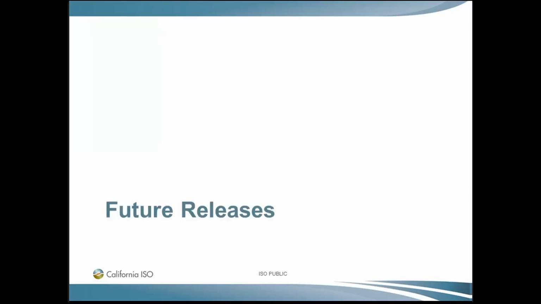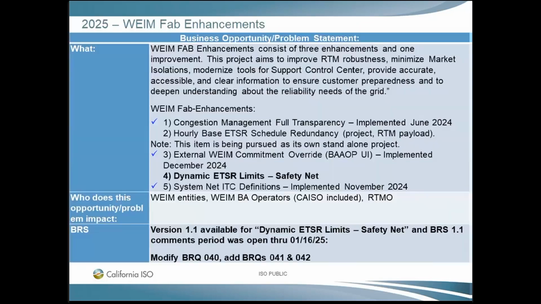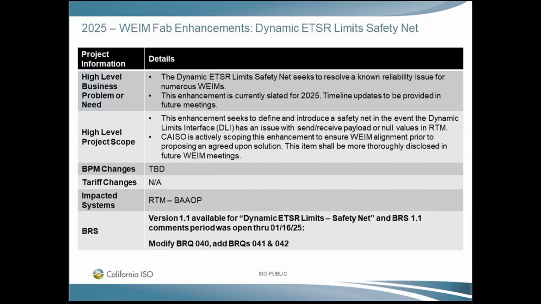All right. Okay, so for future releases, I'm not going to spend a lot of time on this as there aren't any updates, but I will just touch on what's there. We have the remaining enhancement for WEIM, which is Dynamic EPSR Limit Safety Net. And when I say remaining, I just mean remaining in terms of the BRF that is available on the release planning page. And so we're still working through a timeline for that.